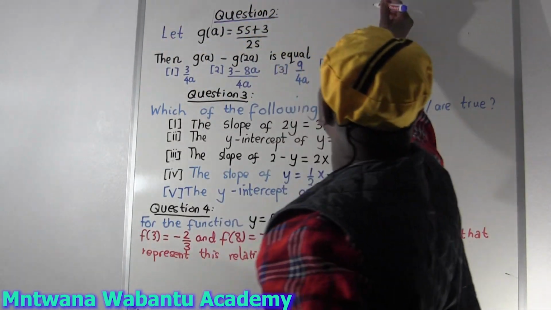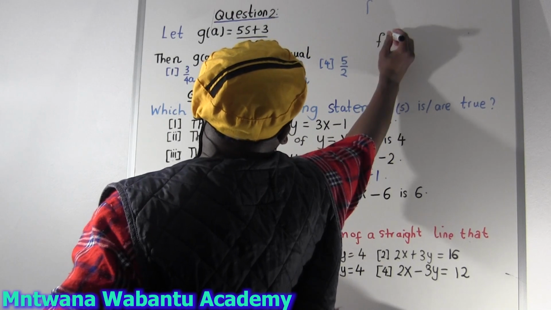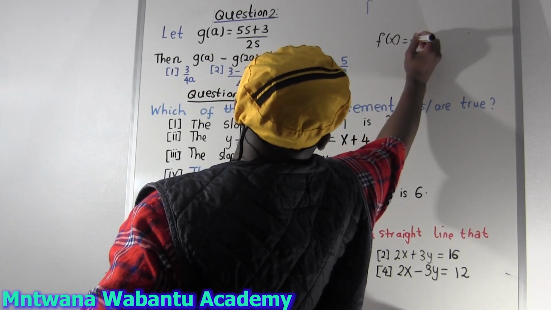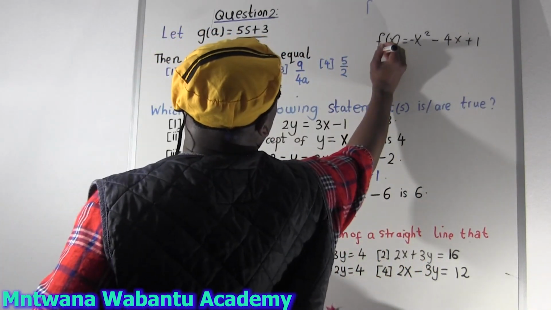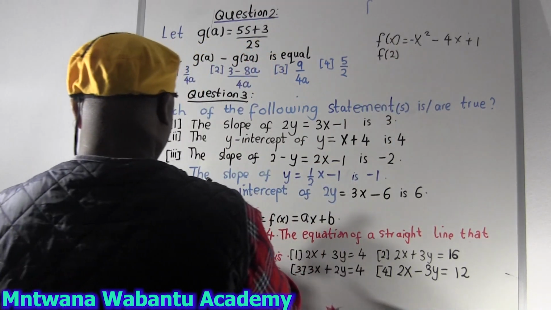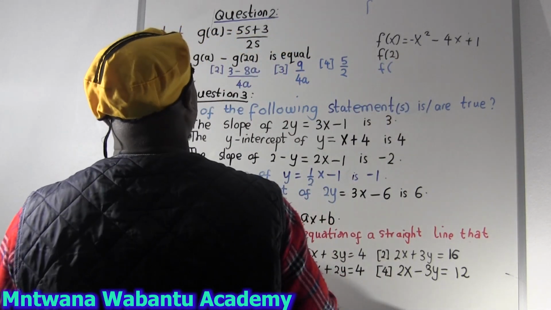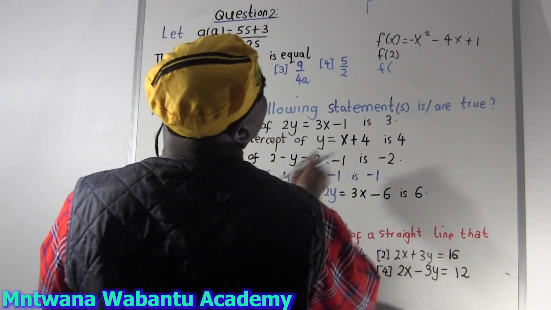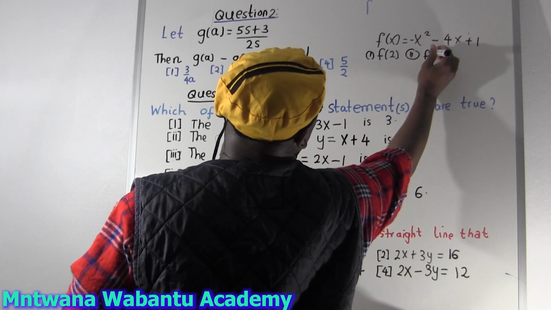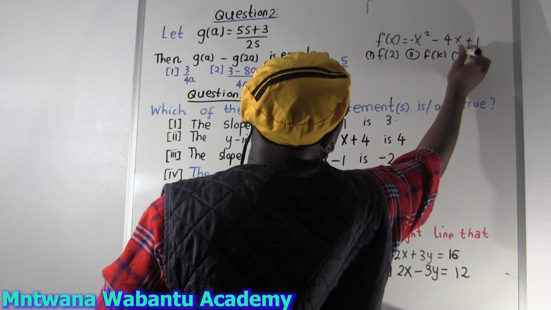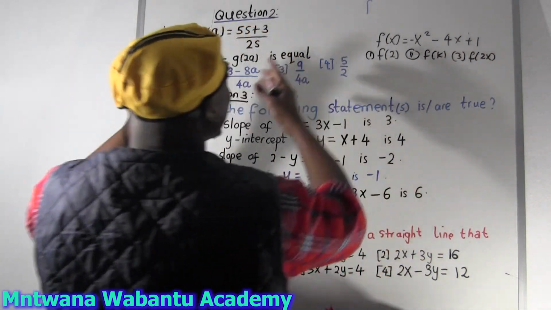Okay, so now look, if somebody gives you, for example, let's say f(x) equal to x squared minus 4x plus 1. They say find f of 2. What does that mean? They say find f of 2, and then find f of k, and the third one find f of 2x. Find all of them. If you get this one right, then this is going to be easy work.